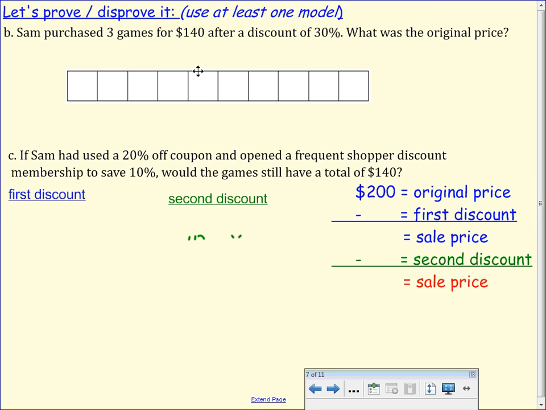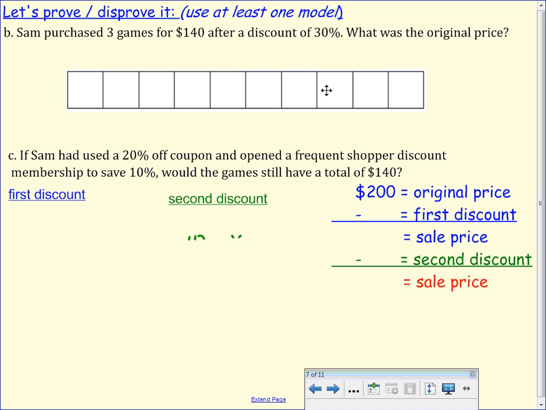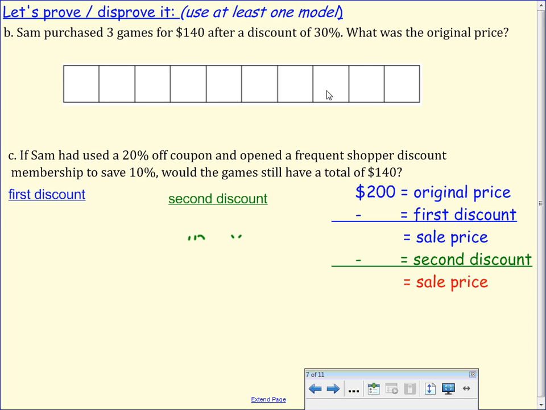Sam purchased 3 games for $140 after the discount of 30%. What was the original price? So I have to find my total. So I know that I could use a tape diagram. So 100% is my total for percentages. I don't know the original price. I don't know what the whole cost was before they took the 30% off.